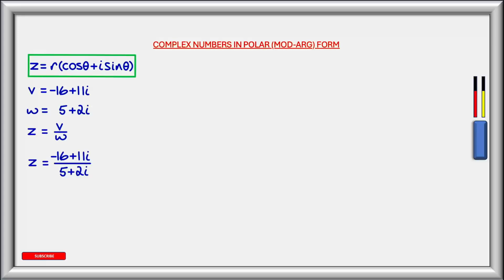So to find z, we need to divide complex number v by complex number w, and we need to replace the denominator by a real number. To do this, we can multiply the numerator and denominator by the complex conjugate of the denominator. In this case, the complex conjugate of the denominator is the denominator with the plus sign replaced by a negative sign.